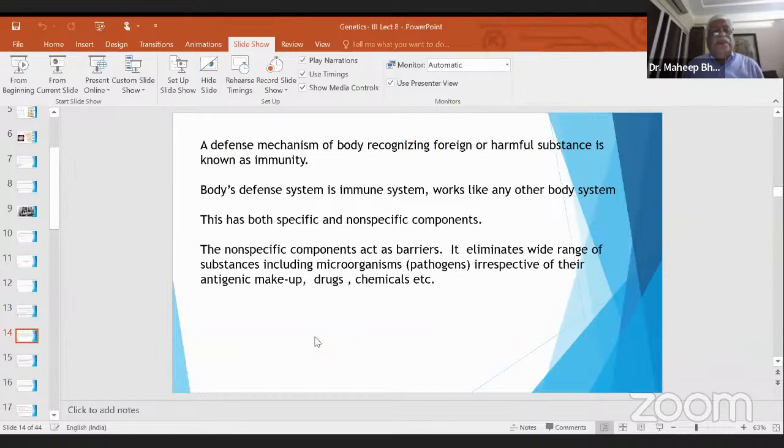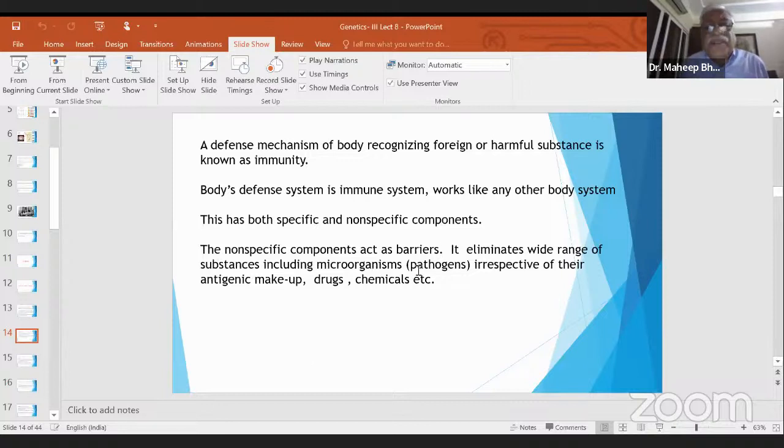So this system, also called the immune system, is basically a defense mechanism of the body. This defense system is again recognized in two parts. One is called the specific system, and the other is called the non-specific system. Or we can say the parts of this immune system can be differentiated into two types, specific components and non-specific components. Well, first we talk about the non-specific components.